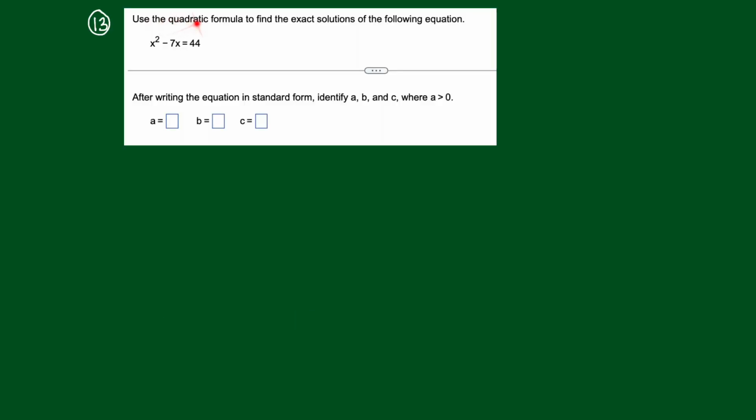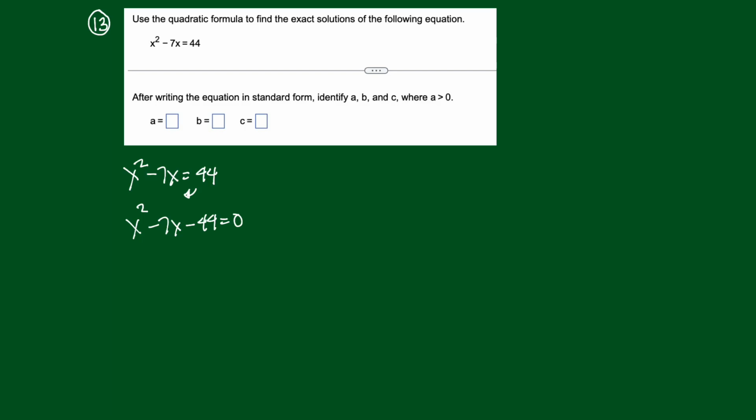Number 13 says to use the quadratic formula to find the exact solutions to the following equations. Then it says, after writing the equation in standard form, identify a, b, and c. All right, so here's what we have. Our equation given to us is x squared minus 7x equals 44. Now, standard form is everything on one side, 0 on the other. So let's get this 44 over here by subtracting it. So we'll have x squared minus 7x minus 44 equals 0.